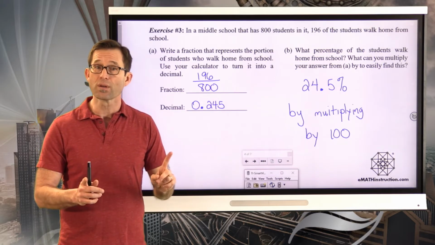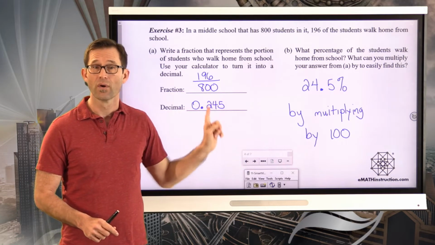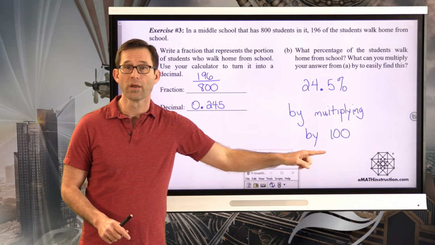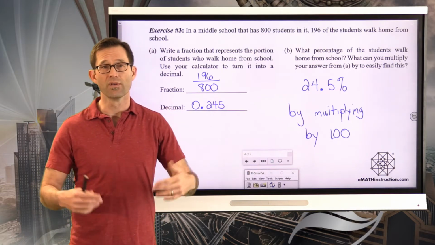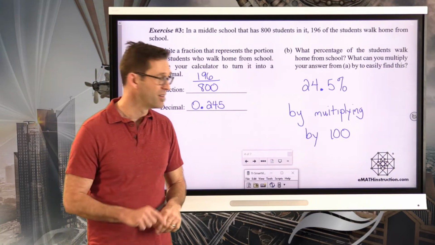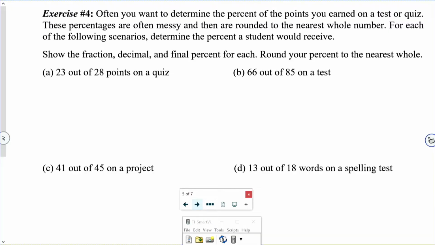So if you're confused about it at all, take the decimal version of that fraction, multiply by 100, and that will literally then just give you the percent right on your calculator, per 100. All right, let's keep going. Problem number 5. Exercise number 4. I don't know why I said problem number 5.